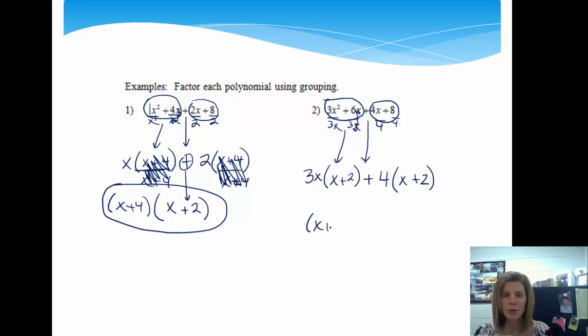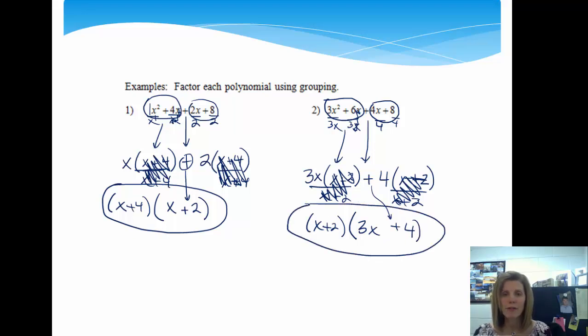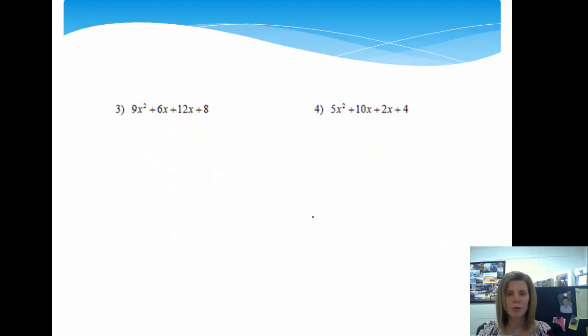So x plus 2 is going to be my new GCF. I'm going to start parentheses. We'll divide both terms by x plus 2. Okay, now from here, the x plus 2 zap each other out, so I'm left with a 3x. Bring down that plus sign, and then these x plus 2 zap each other out, and I'm left with 4. So that would be my finally factored answer using grouping.